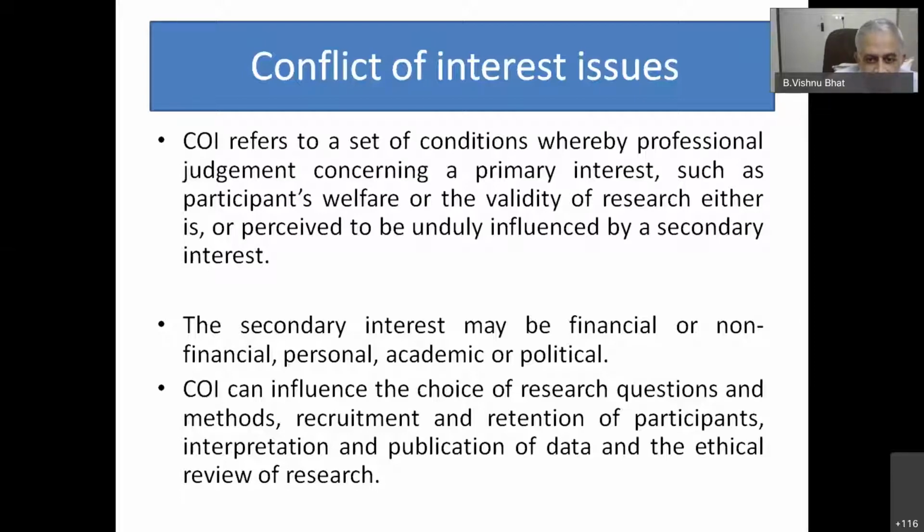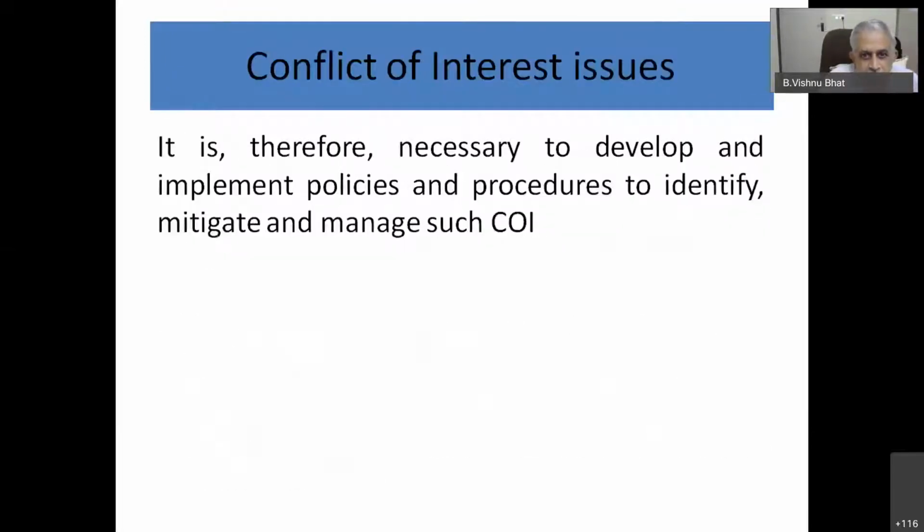What happens is, once a conflict of interest is there, it may influence the choice of the research question, the methodology, the recruitment of participants, retention of participants, and the interpretation and publication of the data. All these things will come into the picture. So you have to be very careful that there is no conflict of interest. So in our SOP, we should develop and implement policies and procedures to identify, reduce and manage any conflict of interest.